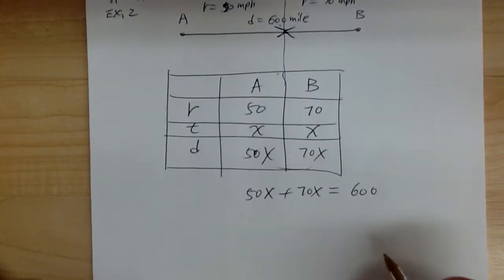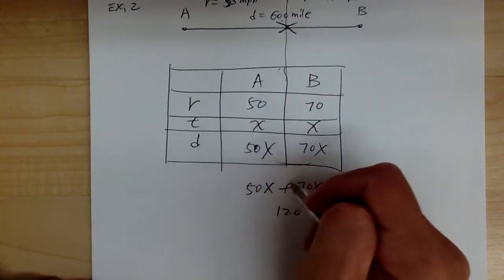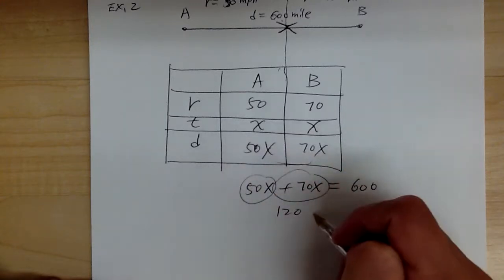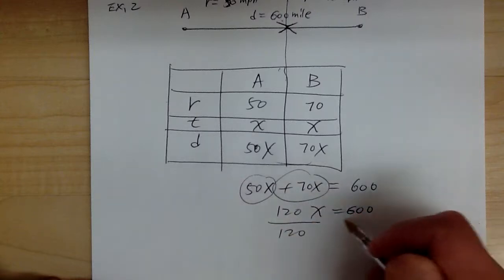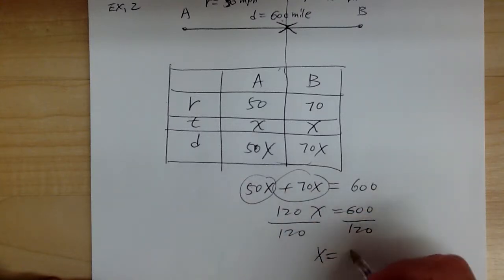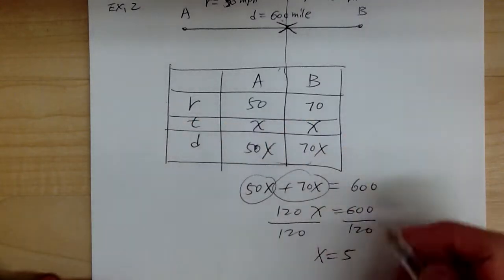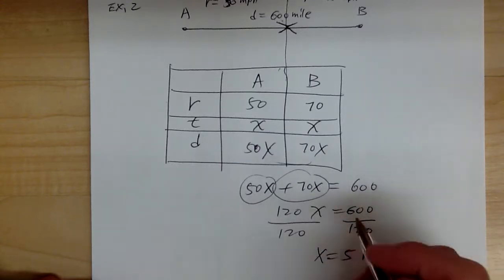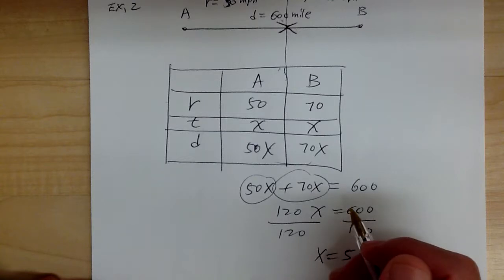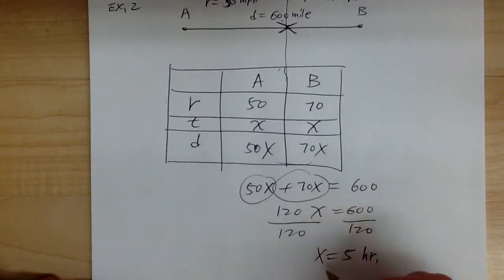Okay, so now let's go and solve. So you combine the like terms, right? So you get 120x equal to 600. Divide by 120, divide by 120, so x equals 5, and the time is 5 hours, right? In this case, and that's your answer. So the time would be 5 hours.